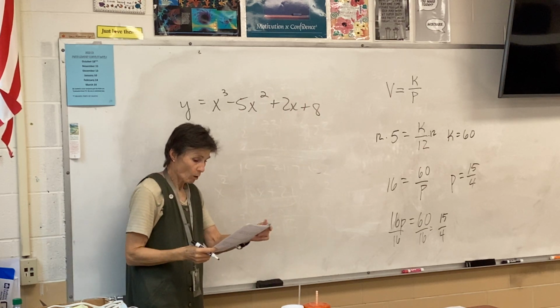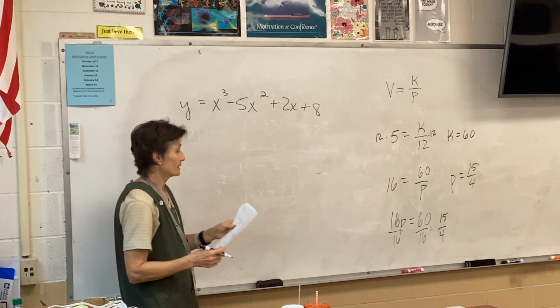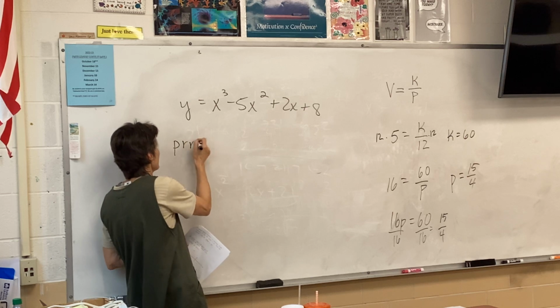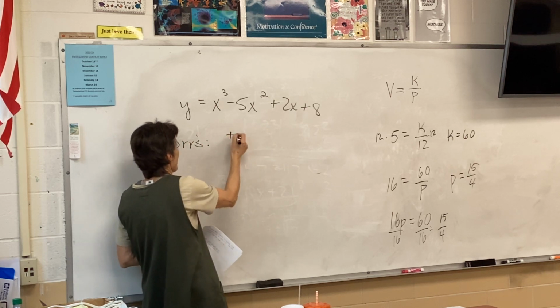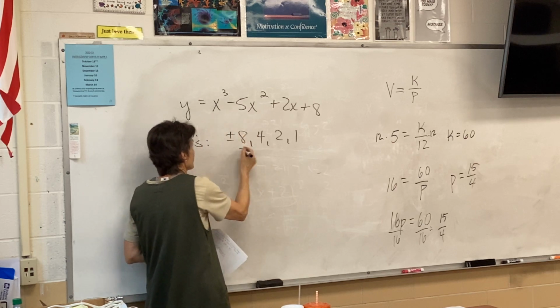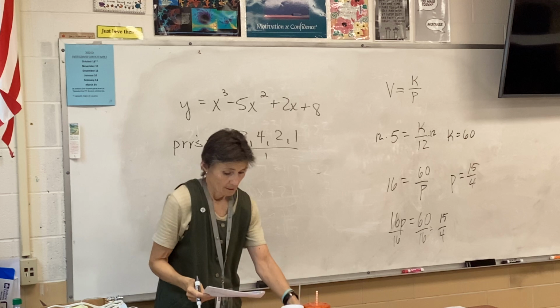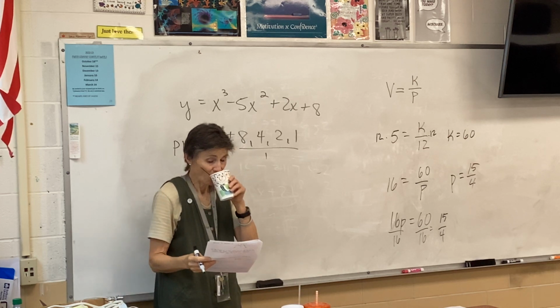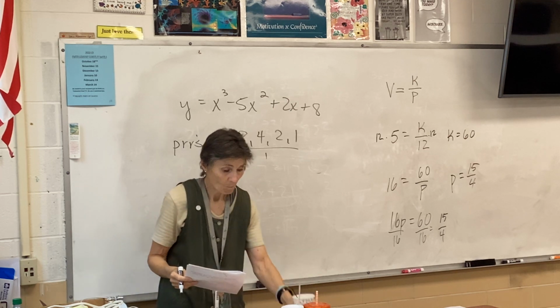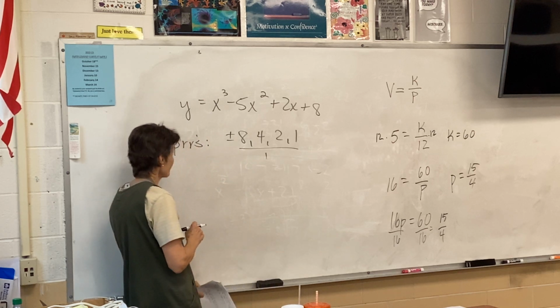All right, number 12, we're almost done. Number 12. Got another equation. It says list the PRRs. All righty, here we go. The PRRs are factors of 8 over factors of 1. All right, find them. Find the factors.